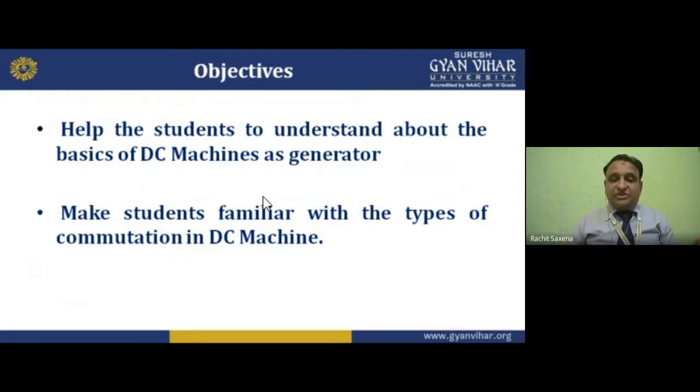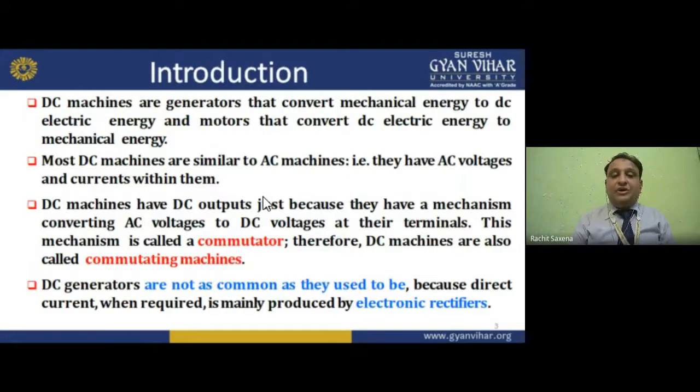Now the second part which we are going to study is to make students familiar with the types of commutation. How many types of commutation do we have in a DC machine? I am going to tell you what types of commutation we have and how we can improve commutation in DC machines. So, starting from there, now the introduction.